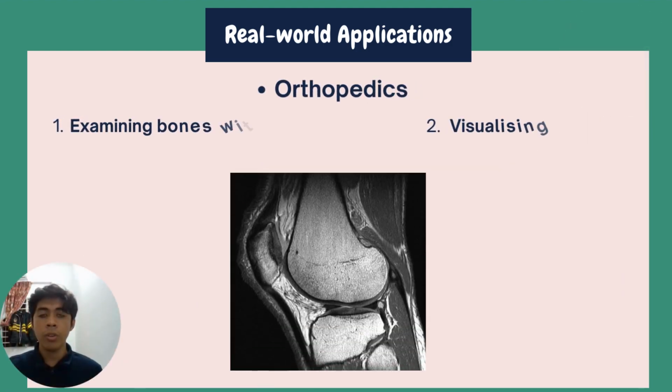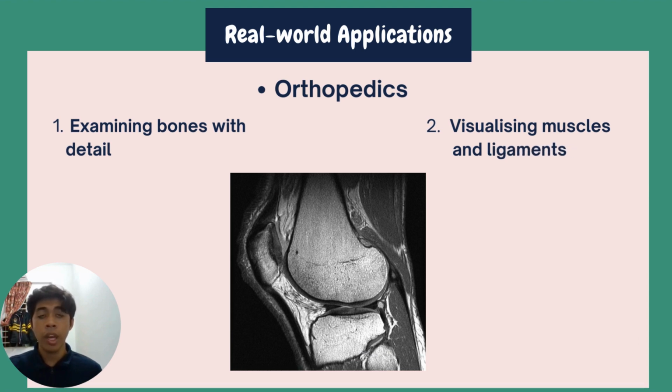Okay, moving on to the application of MRI in orthopedics. In orthopedics, MRI can be applied to examine bones in detail. MRI can detect subtle fractures, stress fractures, and bone marrow abnormalities that X-rays may miss, assisting in treatment decisions. It can also visualize bone tumors and assess their extent and aggressiveness, which is critical for planning surgery and radiation therapy. Moving on, another usage of MRI in orthopedics is visualizing muscles and ligaments.